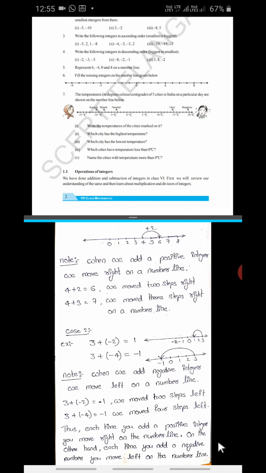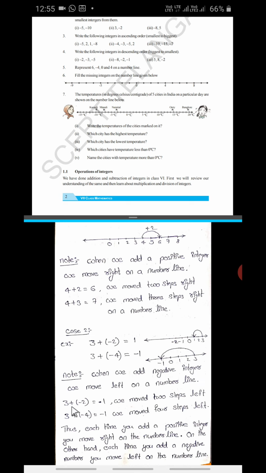Correct? Yes. When we are adding the negative integers, we are moving left side on the number line. When we are adding the positive integers, we are moving right side on the number line. You have to remember these 2 points. Now see the note. When we add the negative integers, we move left on the number line.